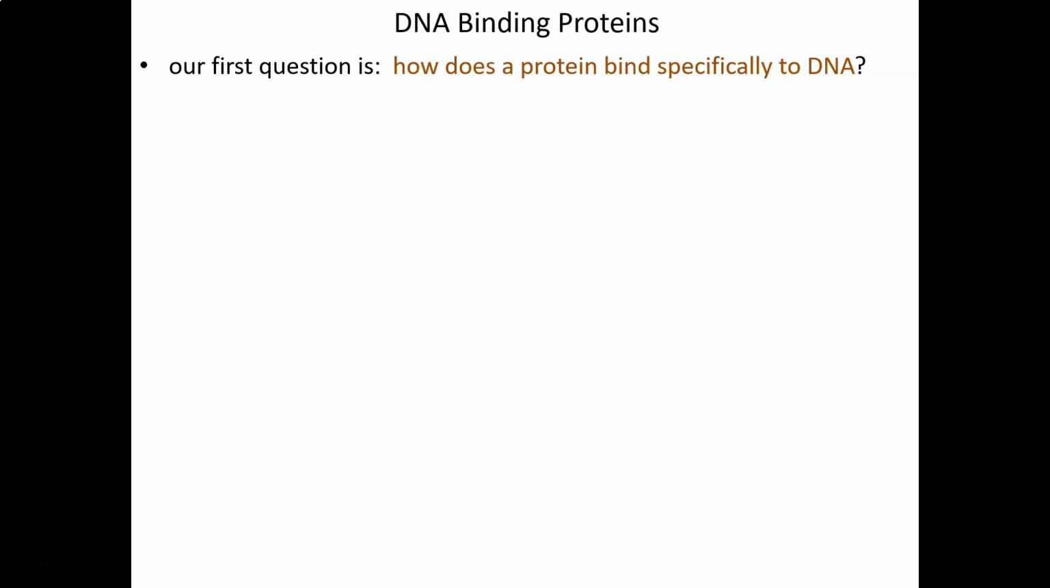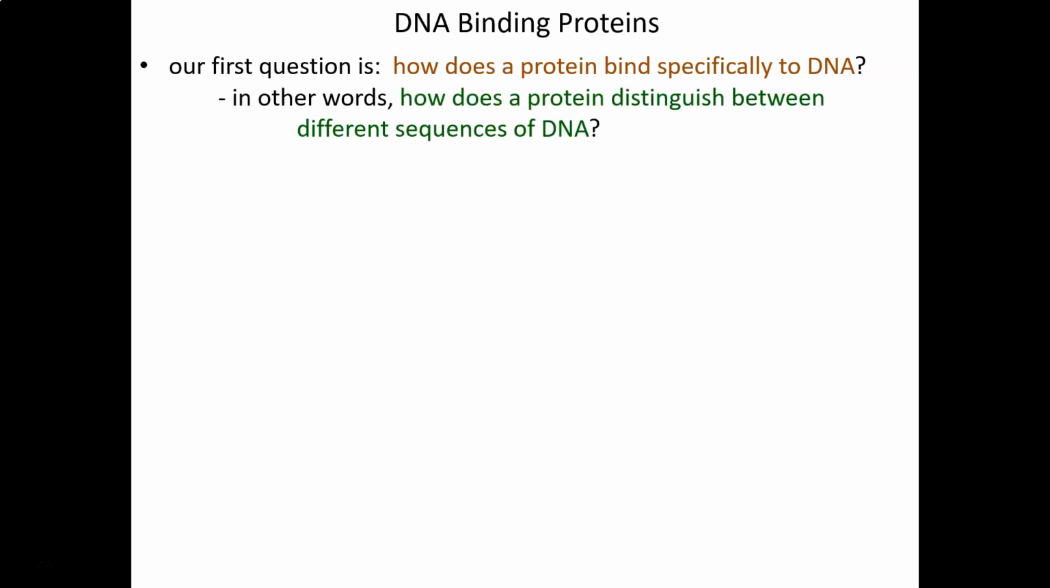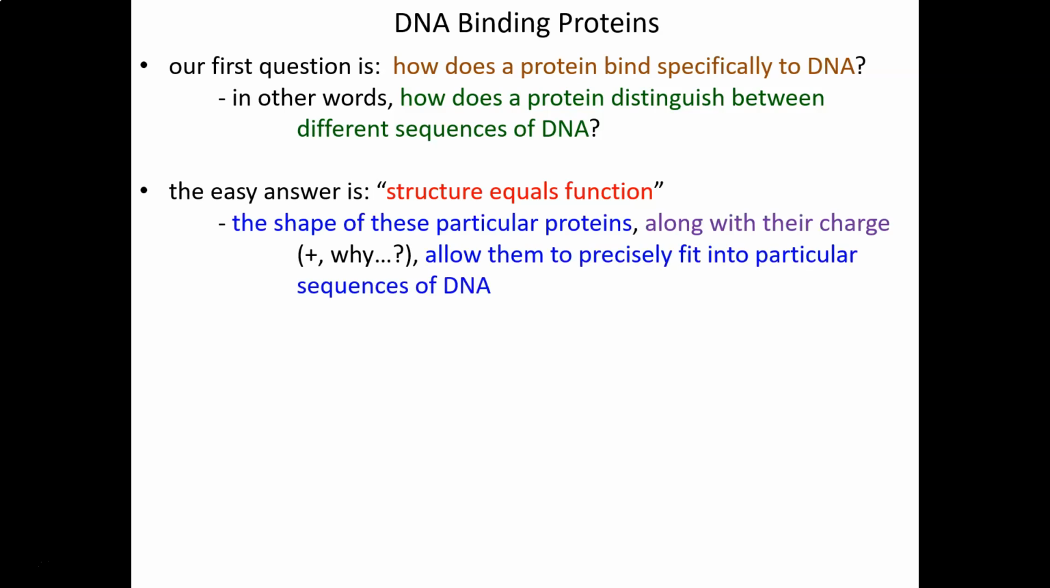When we get at non-specific binding, something like DNA polymerase, it's easy. If we give a protein a positive charge, it'll stick to anything that's negatively charged, including DNA. But we're not talking about non-specific electrostatic binding here. We're talking about specific sequence recognition. How do cells, or proteins, achieve that? So in other words, how does a protein distinguish one DNA sequence from another and bind to one and not the other? The easy and short answer to that question is structure equals function. The shape of each particular DNA binding protein, along with their charge and other chemical properties, allow them to precisely fit into and interact with specific DNA sequences.